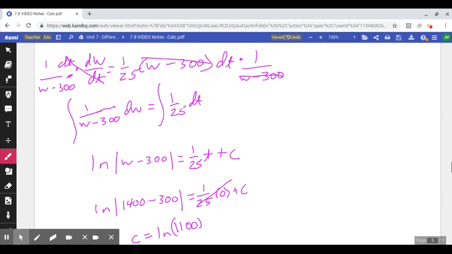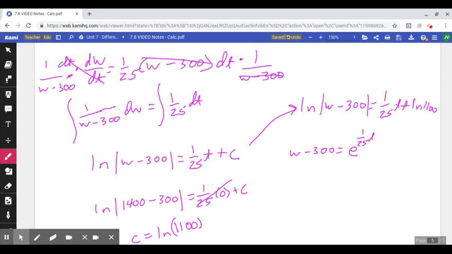We're going to utilize that now in this equation where I have the natural log of the absolute value of W minus 300 is equal to 1 over 25t, and then I have plus the natural log of 1100. That should be a plus sign right here. I do need to now solve this for W. So I'll change this into an exponential. The absolute value of W minus 300 is equal to e to the 1 over 25t plus the natural log of 1100. And I need my absolute value bars there.